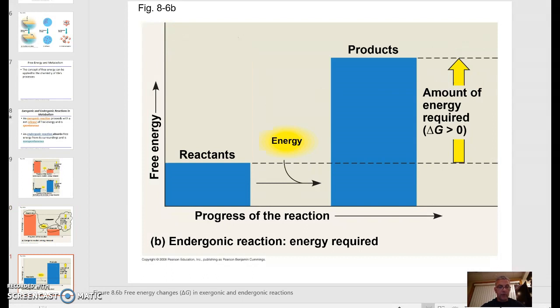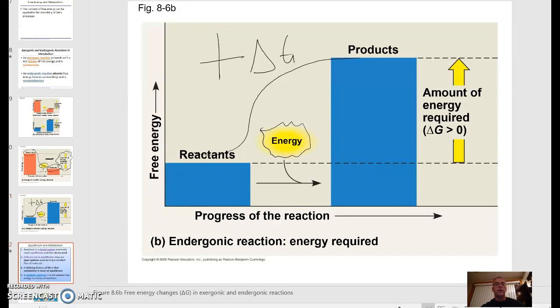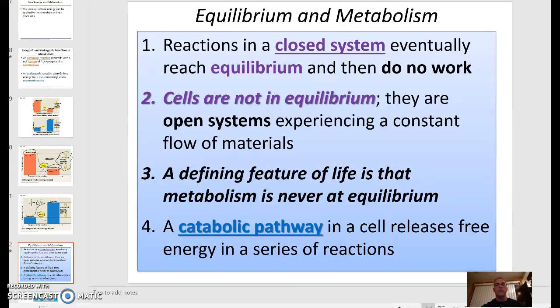If we go and look at this one here, it's the opposite, and we notice that the energy is being invested in. So we got one of those deals. So this is going to be a positive delta G. This is not spontaneous. So if you want this to occur, you need to invest energy. So those are some really important things to look at.